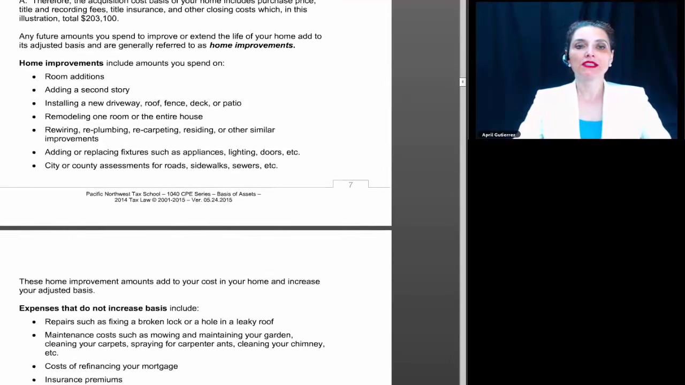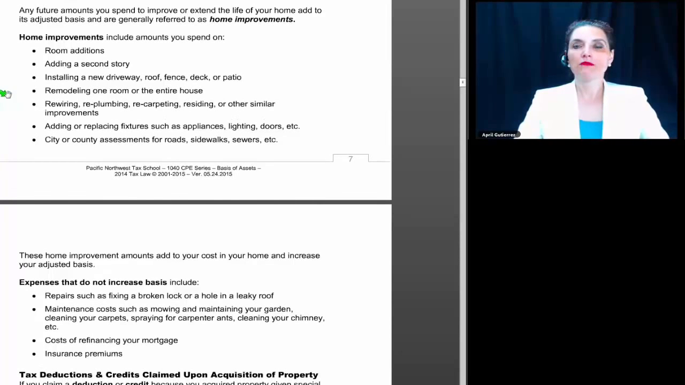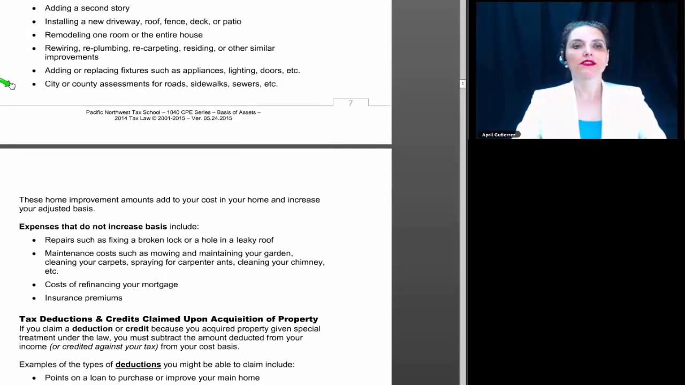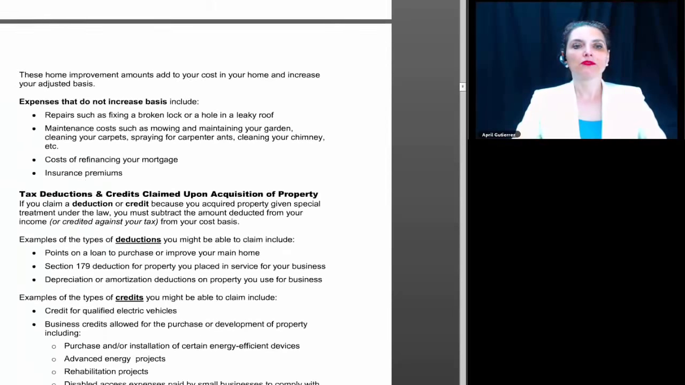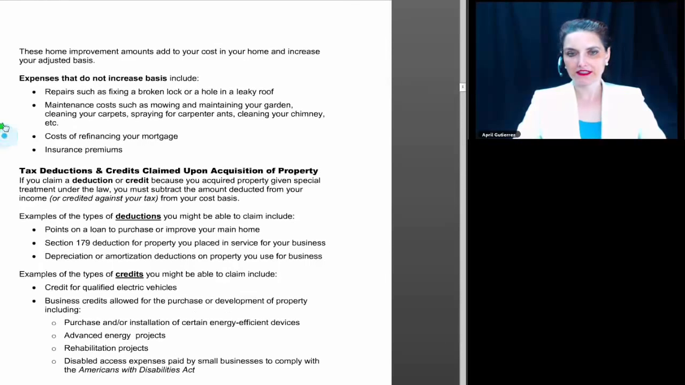Now, home improvements can include amounts you spend on room additions, adding a second story, installing a new roof, fence, deck, or patio, remodeling one room or the entire house, rewiring, replumbing, residing, or other similar improvements, adding to or replacing fixtures such as appliances, lighting, doors, etc. Also, city or county assessments for roads, sidewalks, and sewers. And these home improvements add to your cost in the home and increase your adjusted basis in it.